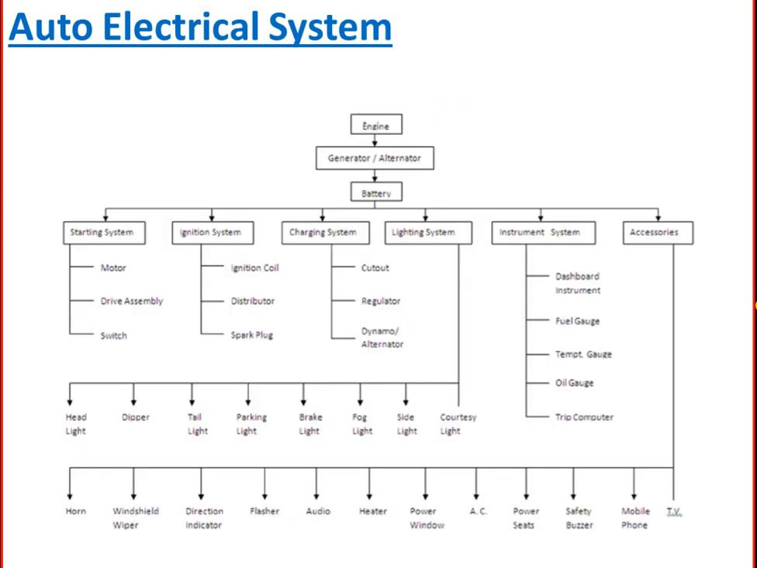So these are the areas where electricity is required. For example, starting system, ignition system, charging system, lighting system, instrument systems and accessories. Hence, there are various types of automobile wiring systems, which we will see one by one.